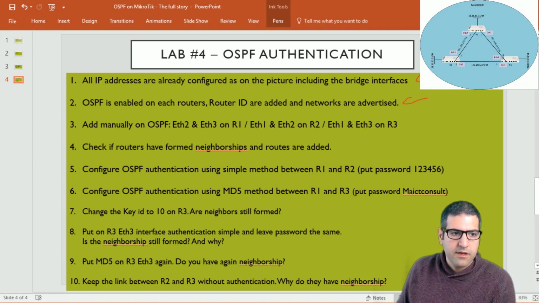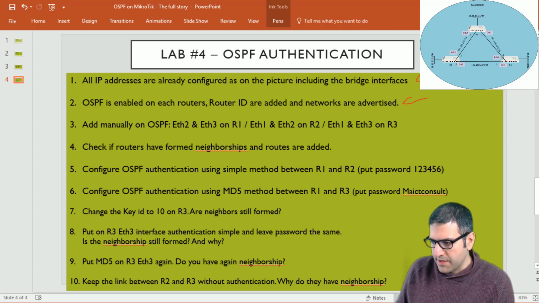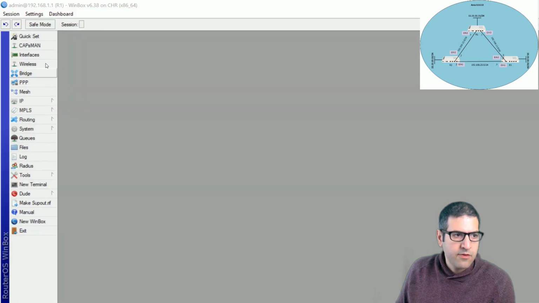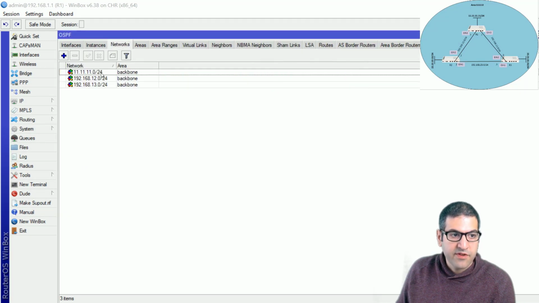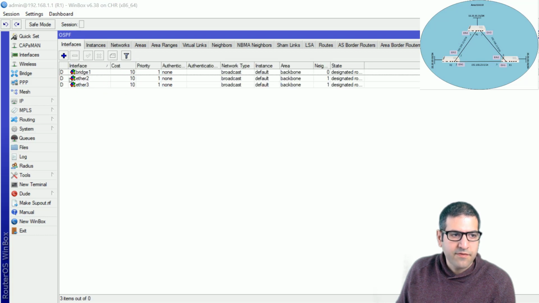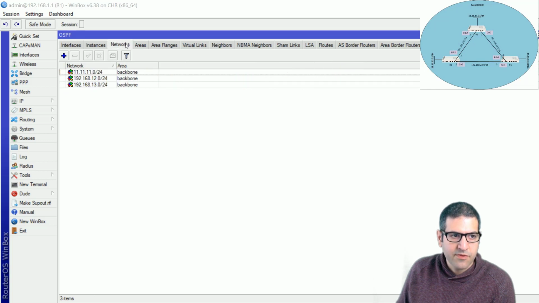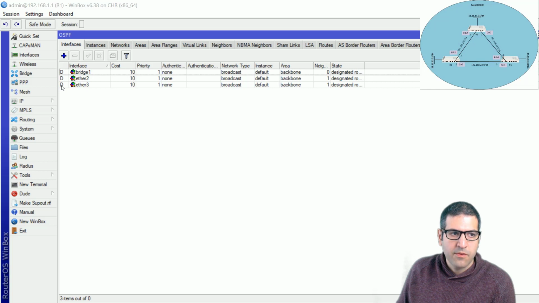Now, add manually on OSPF Ethernet 2 and 3 on router 1, Ethernet 1 and 2 on router 2, and Ethernet 1 and 3 on router 3. Why do we need to add the interfaces manually inside OSPF now? Because we need to make a change on the authentication, and this happens only inside the interface. For example, on router 1, we have already enabled OSPF. If we go to routing OSPF, the networks are already advertised and the interfaces are listed here, but as dynamic, because after we advertise the networks, the interfaces are added dynamically.